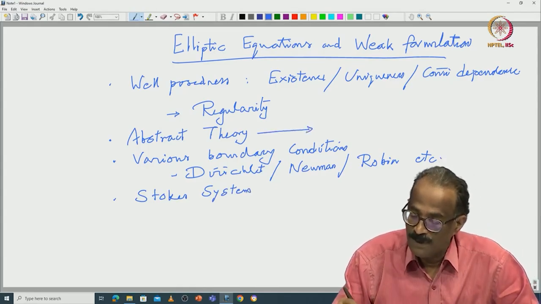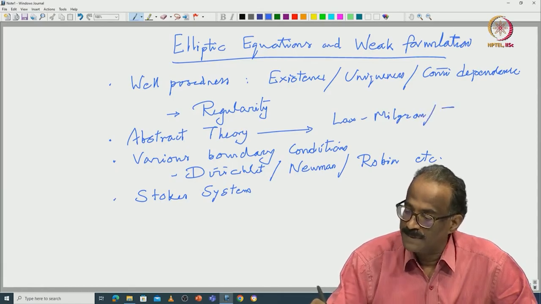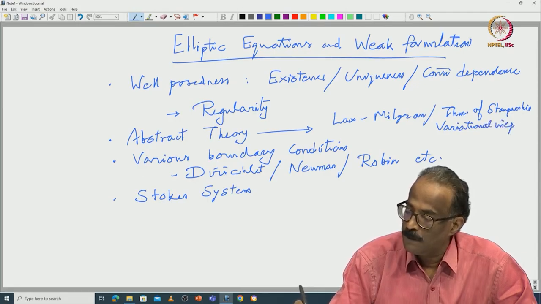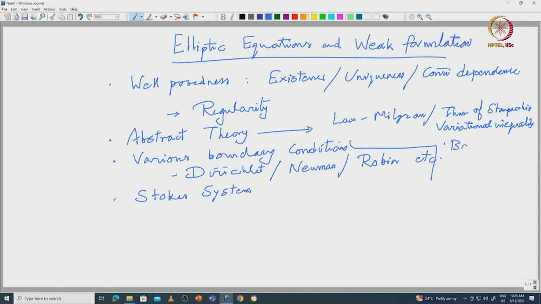In this abstract theory, you will see the Lax-Milgram lemma, the theorem of Stampacchia, variational inequality, and we will also see the Babuska-Brezzi theorem, useful for systems. In fact, even sometimes the equations can be converted into a system and you can apply the Babuska-Brezzi theorem.